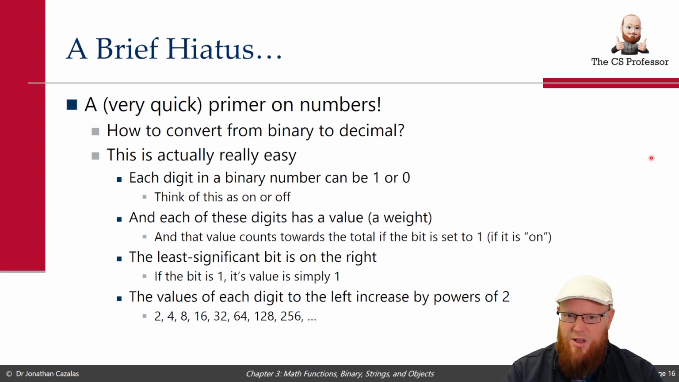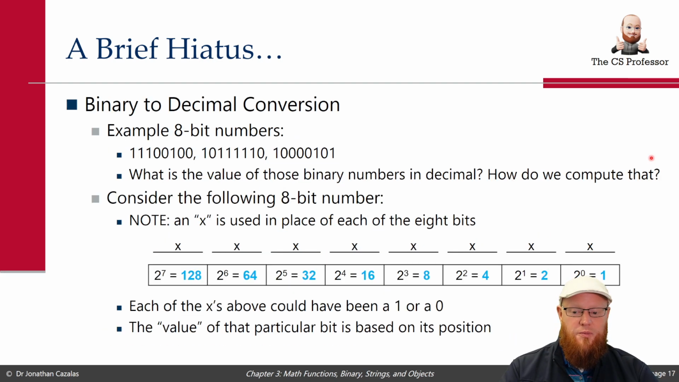This is a lot of words. Words aren't helpful. Examples are more helpful. So here we have an example of 8-bit numbers. This is an 8-bit number. Each one of these digits, look right here, 11100100. That is an 8-bit number because there are 8 digits, and each of those digits we call a bit. A single 0 or 1 we call a bit. So this is an 8-bit number. This here is another 8-bit number. This here is another 8-bit number. The question is, what is the value of each of those 8-bit numbers in decimal, and how do we come up with that?